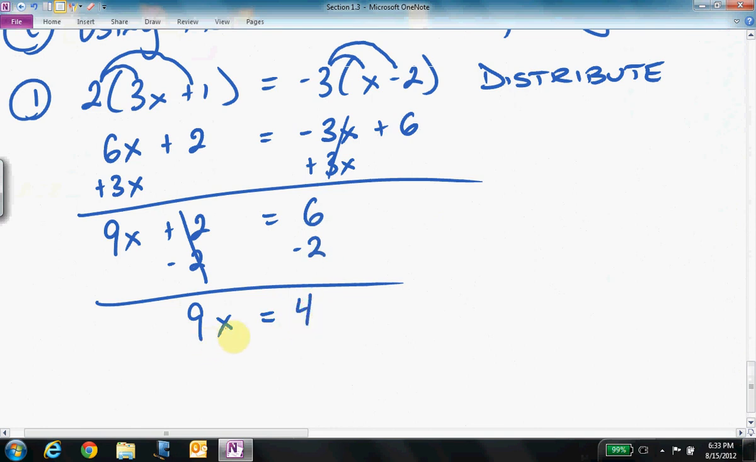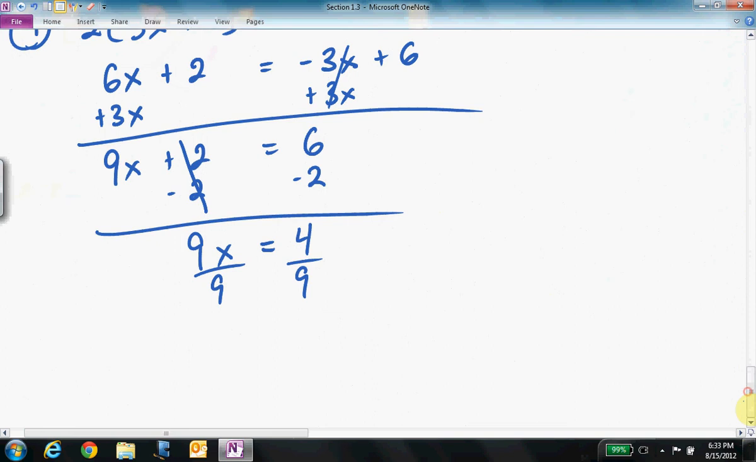Now, I see 9x. 9 is connected to x through multiplication. So I'm going to divide, and my final answer is going to be, because 9 divided by 9 is 1, 1 times x is x. We see x is 4/9.